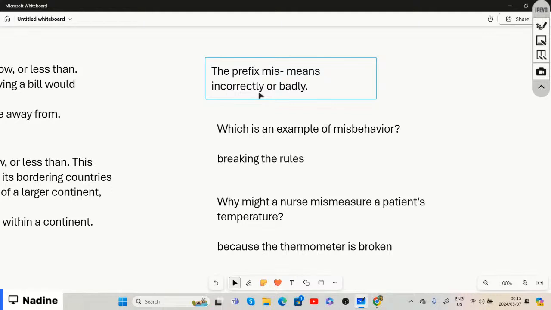Because behavior means the opposite of misbehavior, because behavior means that you're following the rules, you're listening, you're doing what you're told. But misbehavior, which is the opposite of behavior, means that you're breaking the rules, you are not doing what you're told.